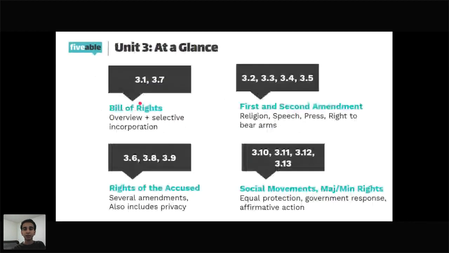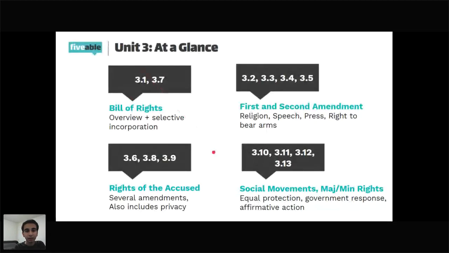So you might have heard the case Gideon versus Wainwright. That's an example of a case where a writ of certiorari was filed, and then it went up to the Supreme Court. So in terms of Unit 3 and civil liberties and civil rights, there are 13 standards on here.